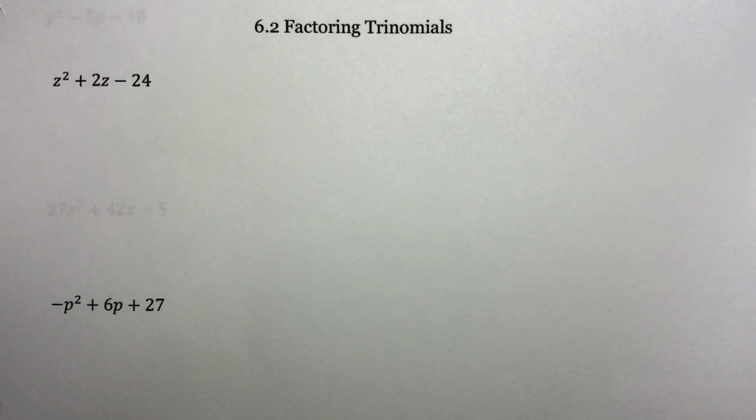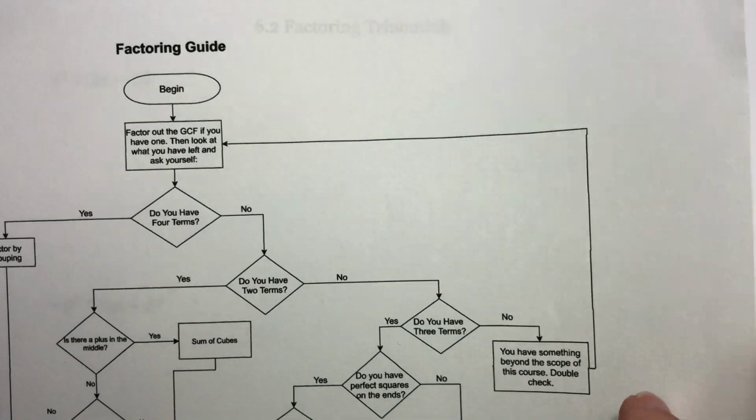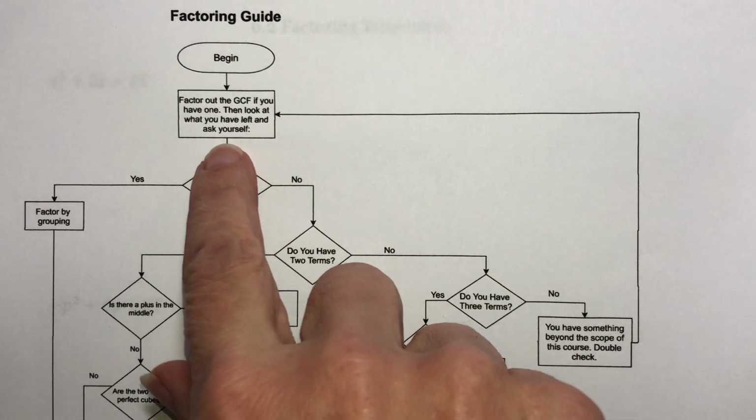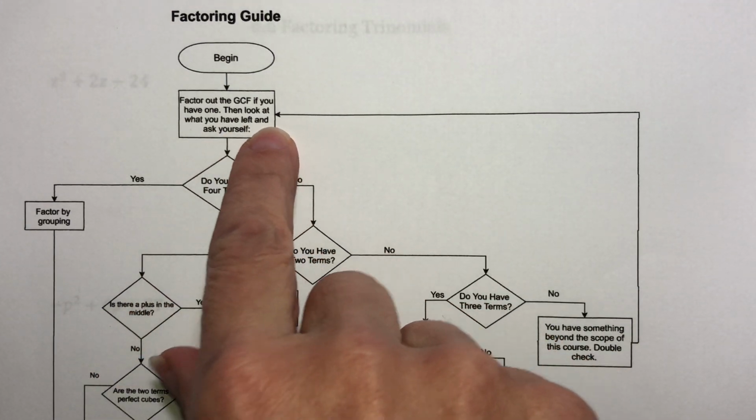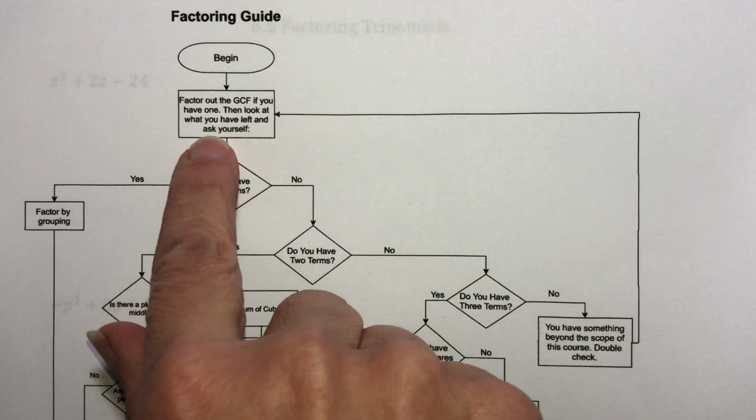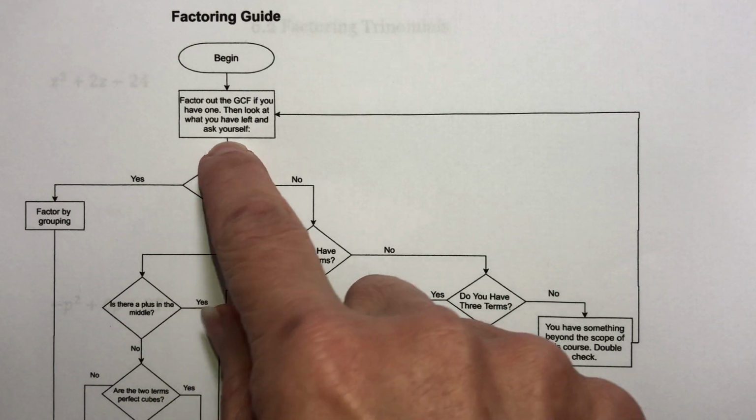This is 6.2, factoring trinomials. In 6.1, we talked about factoring out a greatest common factor, and we talked about factoring by grouping. So if you look at the factoring guide we had, we factored out the GCF if we have one. This is still always our first step, okay?